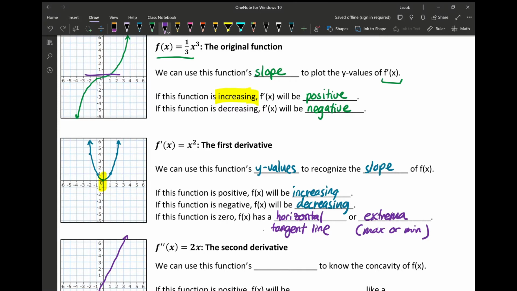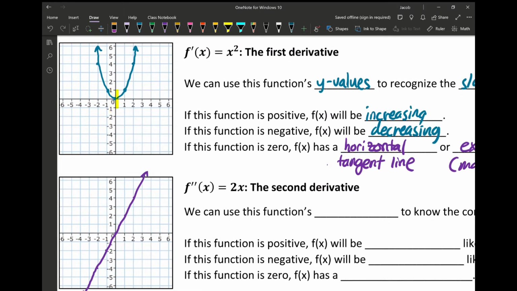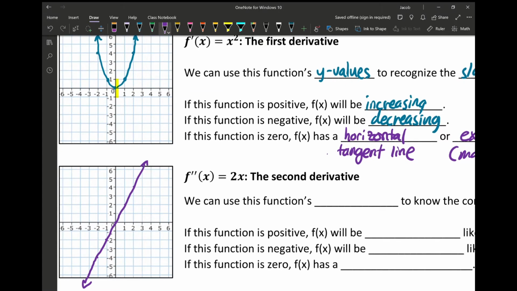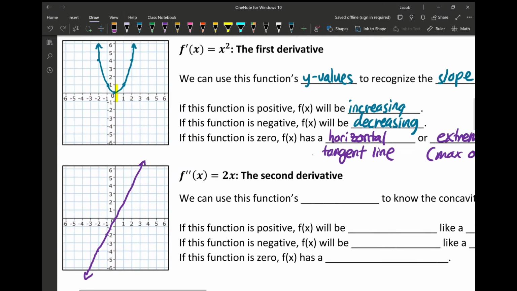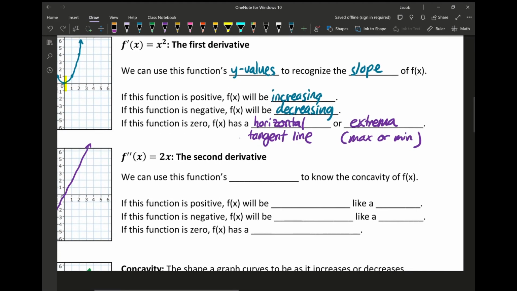However, if we were going to compare these two functions and say this blue one is the original function and this purple one is f prime of x, then we can see the purple function is 0 when there's a minimum, because now we're comparing the slope of the blue one and representing that as y values in the purple one. But anyway, we'll practice this.